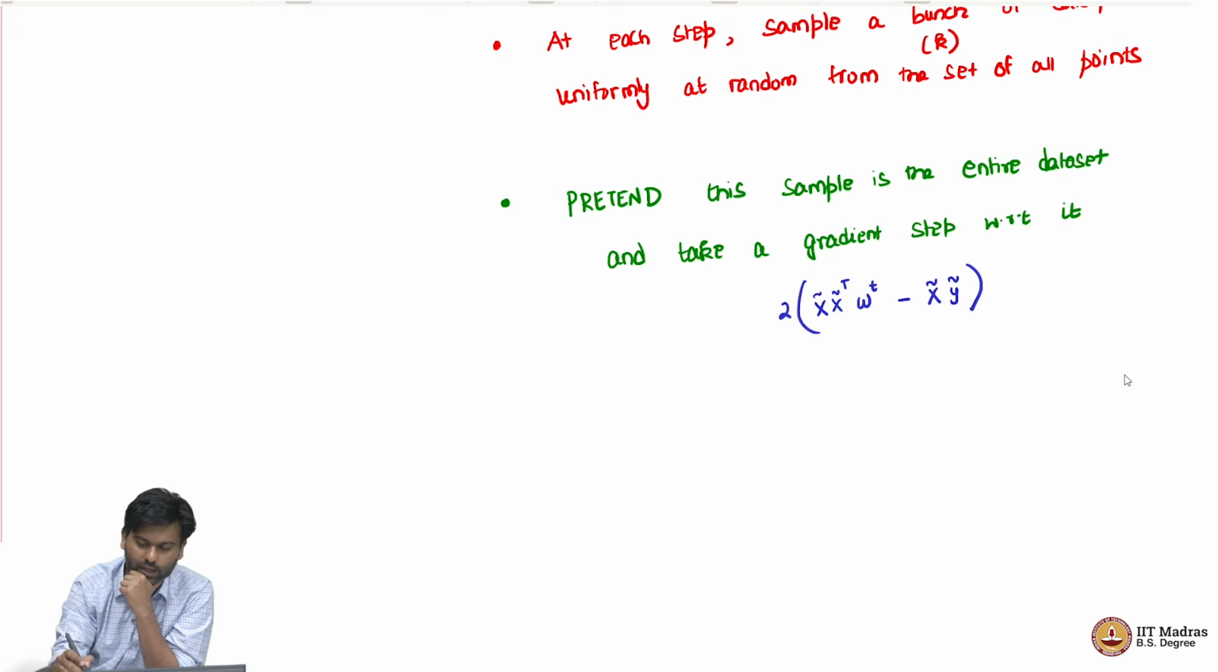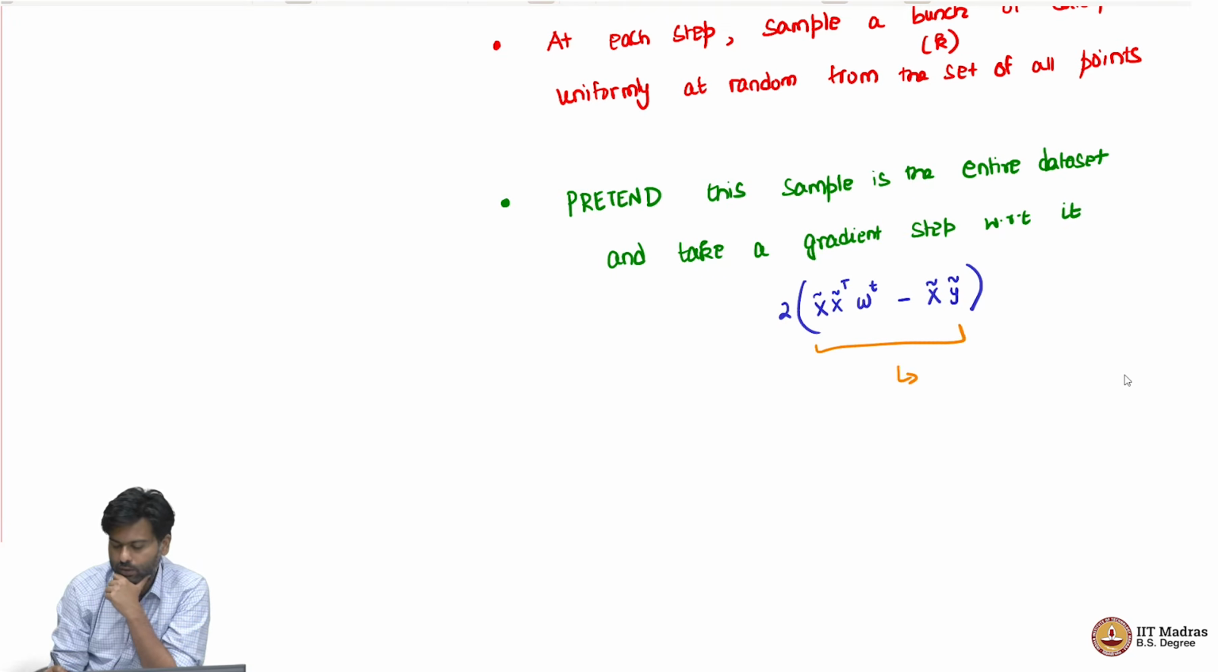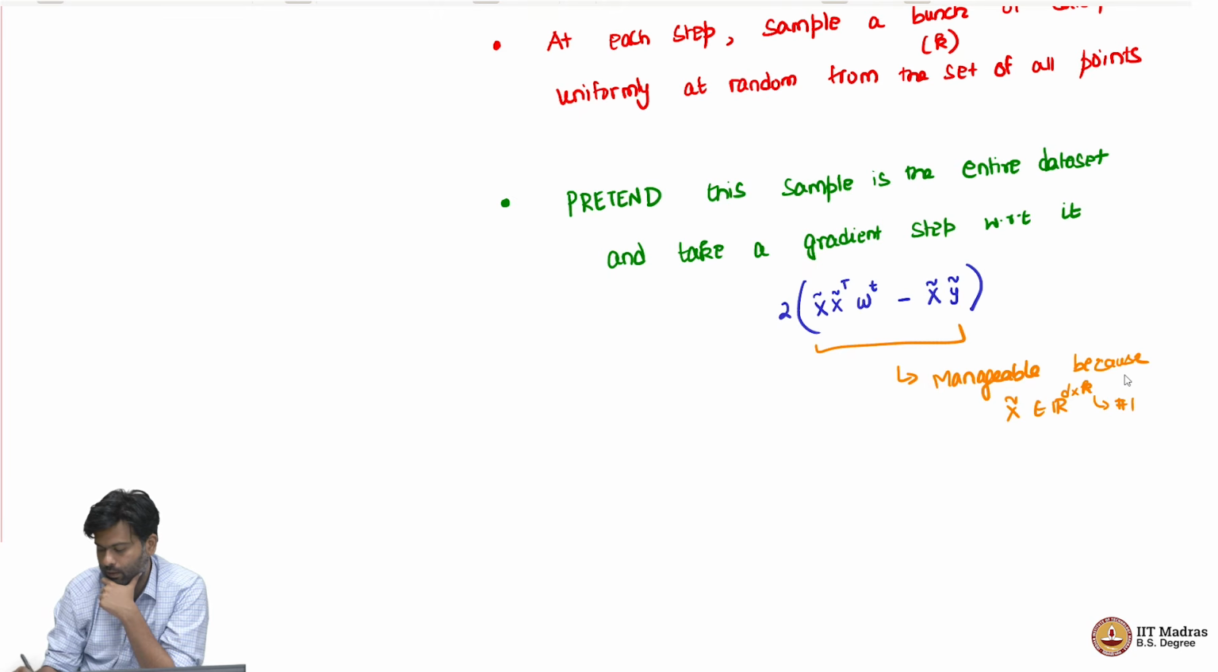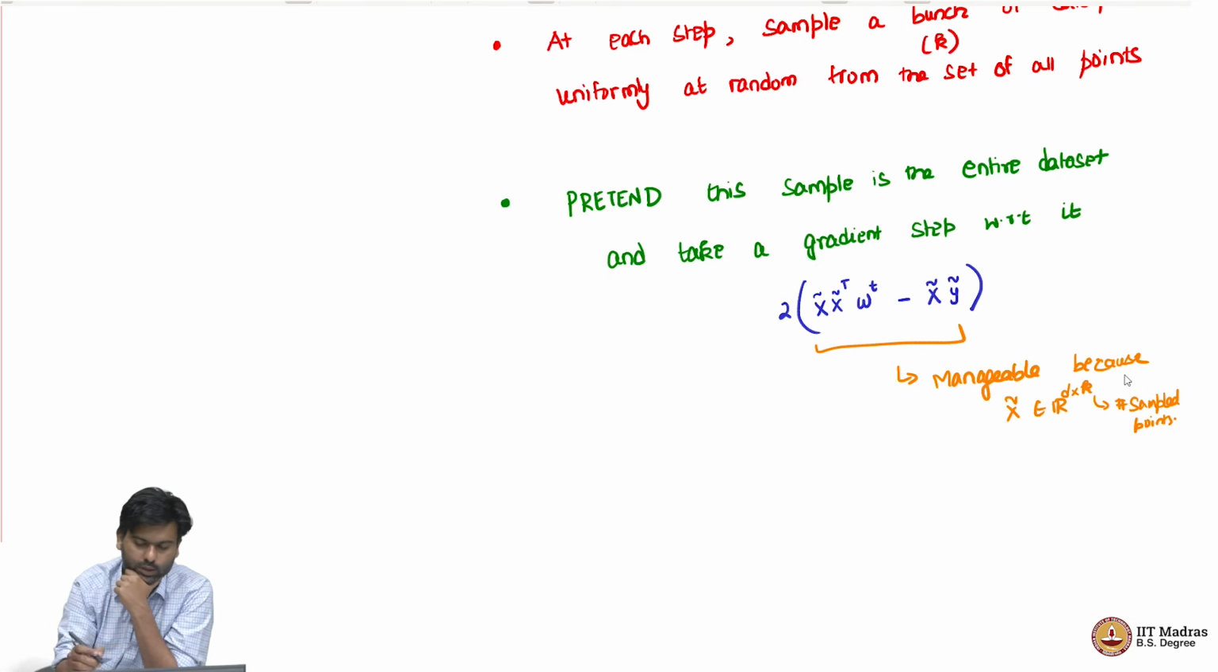So, of course, this is manageable, because you have x tilde which is d cross k, where k is small, this k being the number of sampled points. That is it, that is the algorithm.